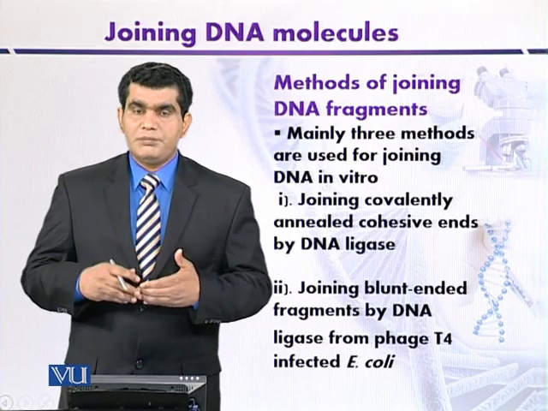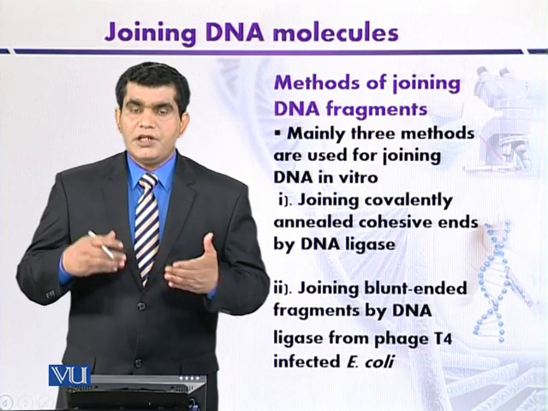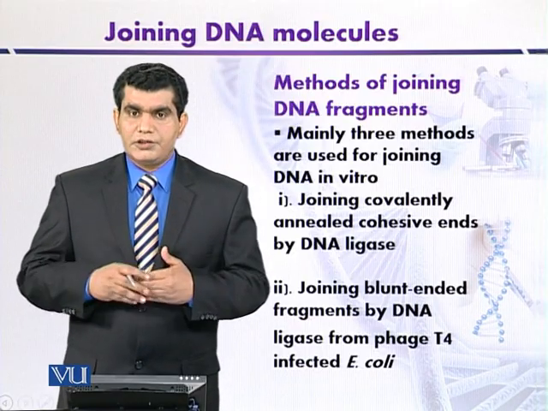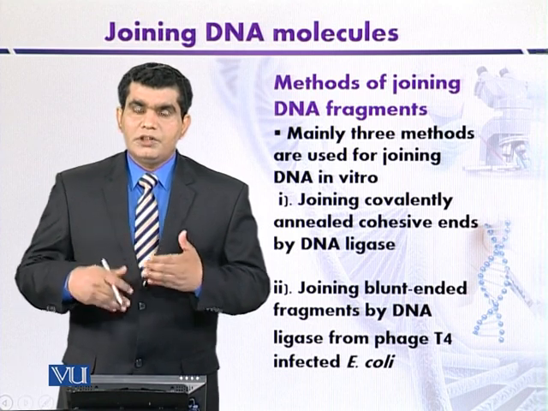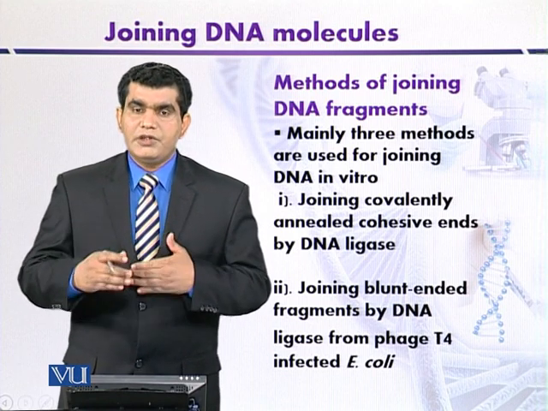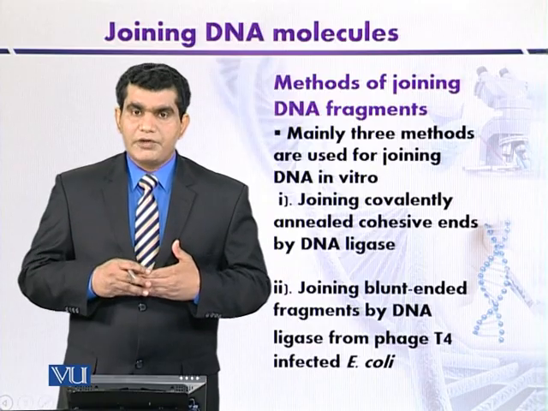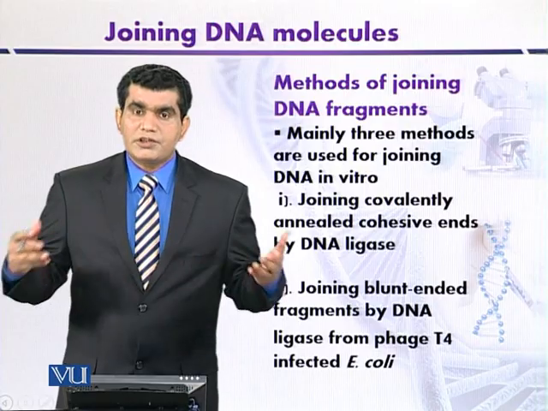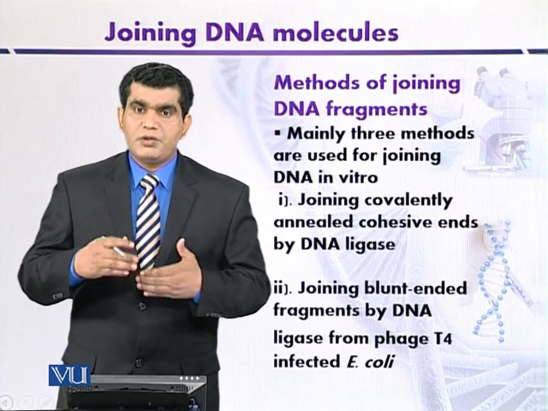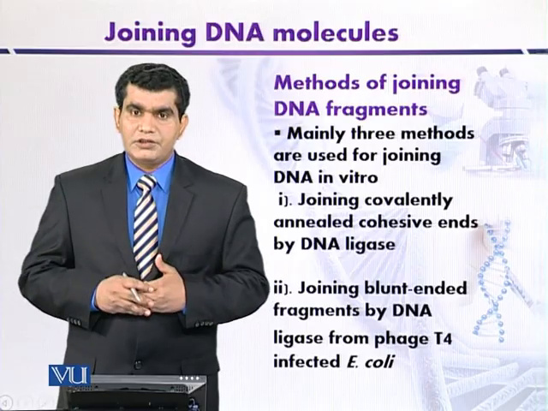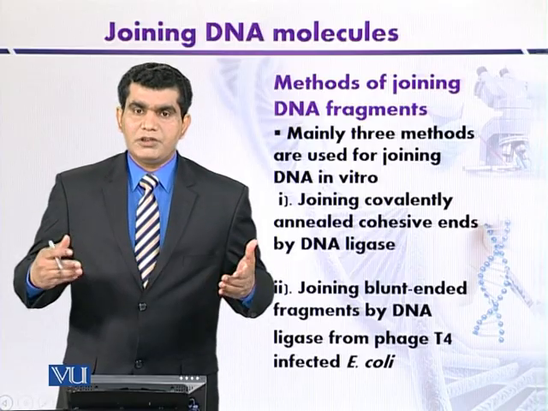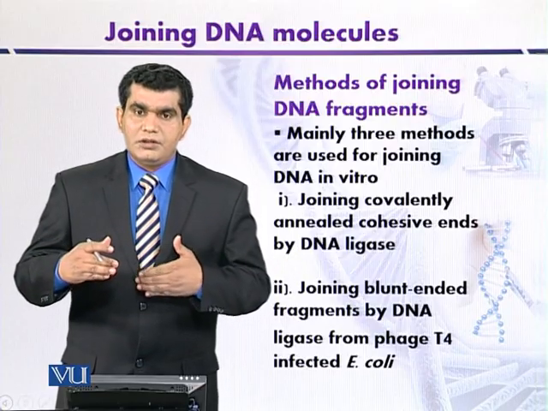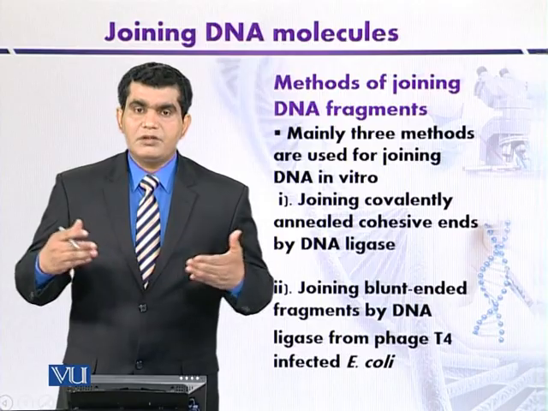The first method is based on the DNA ligase isolated from E. coli. So this DNA ligase from E. coli will mainly target those DNA fragments that have been digested with restriction enzymes that produce cohesive or sticky ends. So it will mediate the formation of phosphodiester bonds between the DNA fragments that have the cohesive end.